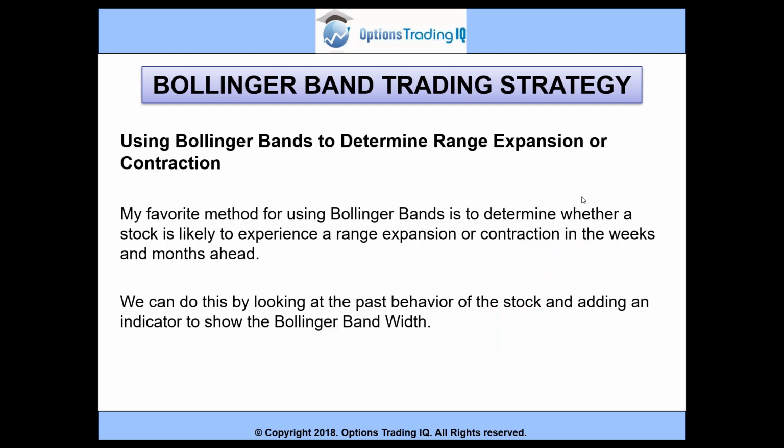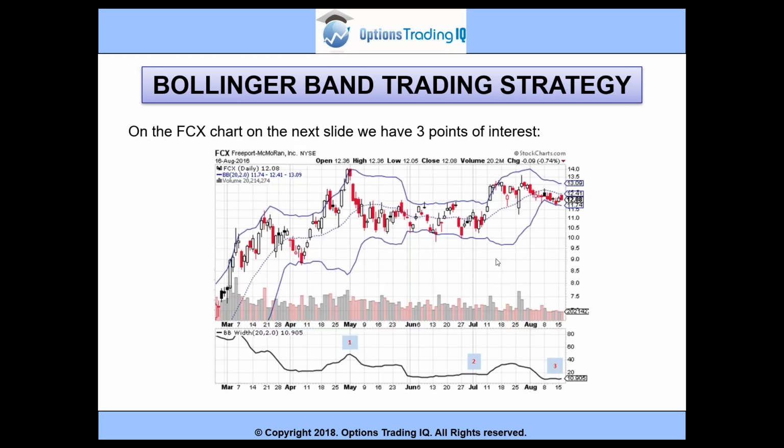My favorite method for using Bollinger Bands is to determine whether a stock is likely to experience a range expansion or contraction in the weeks and months ahead. We can do this by looking at past behavior of the stock and adding an indicator to show the Bollinger Band width. So this is a great way to use Bollinger Bands when we're looking at trading iron condors. If we've gone through a real big period of expansion, we can look for a period of contraction to follow. We can see that here on the chart.